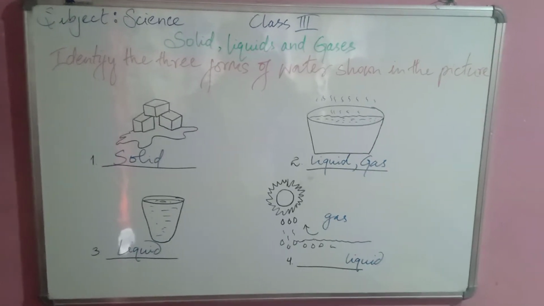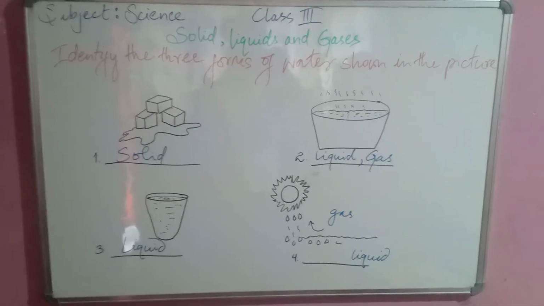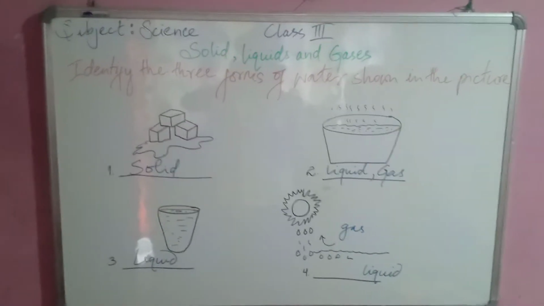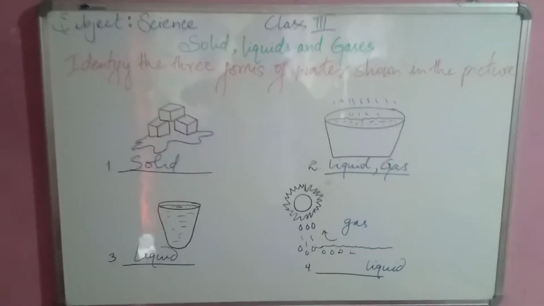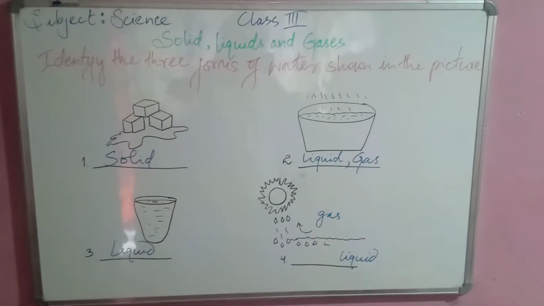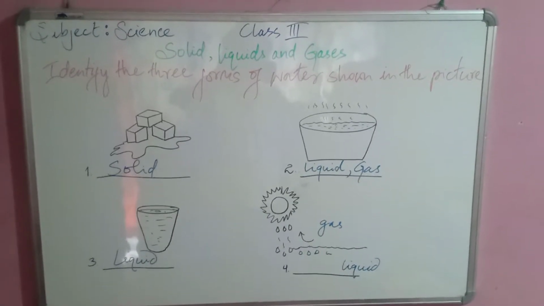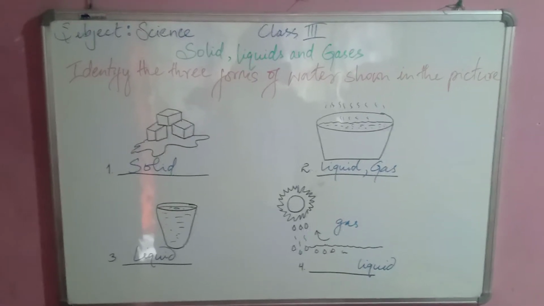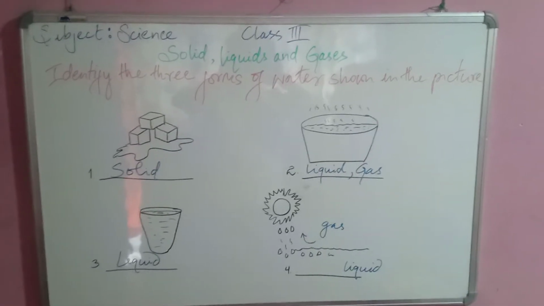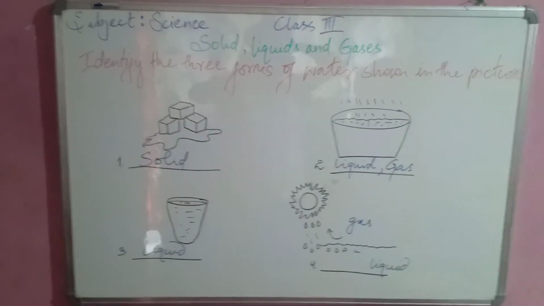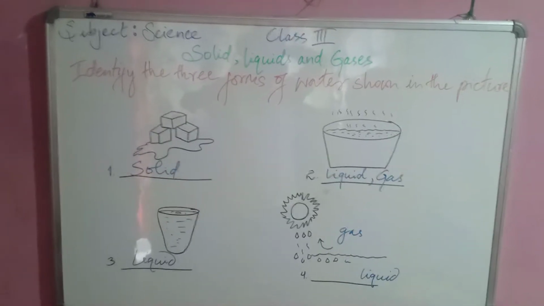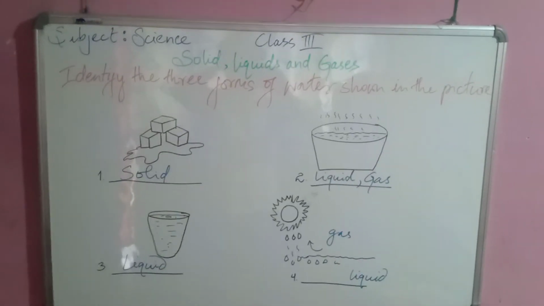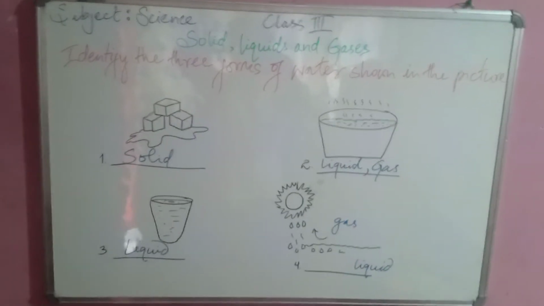So, the first one we have is cubes of ice which has been melting. Then we have a container full of hot water. Then we have a glass of water. Then there is a picture of a sun, and there is a picture of the sun with the ocean. So we have to name it accordingly.